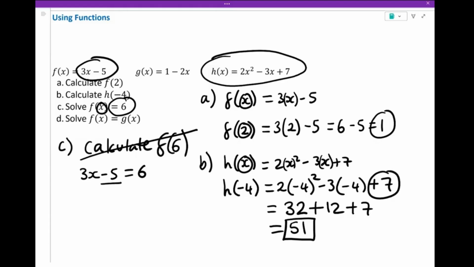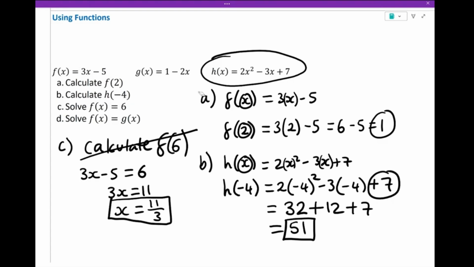We would add 5 to both sides, so I'd get 3x is equal to 11, and then we'd divide by 3 on both sides, so x would be equal to 11 over 3 like that. And that is a much faster method than guessing, because you're never going to realistically guess 11 over 3.